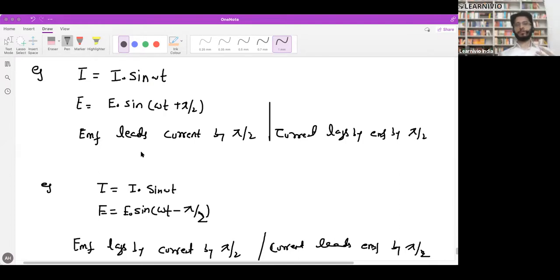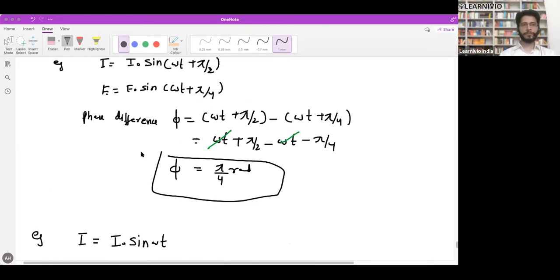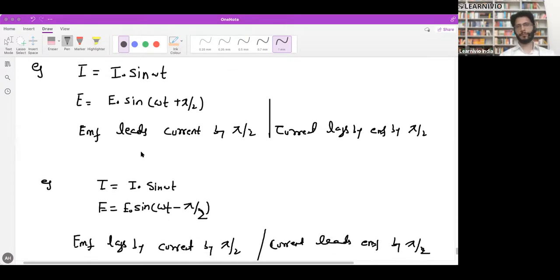So this is a very common terminology that we use in AC: lead and lag. Current leads EMF, EMF leads current. So leads and lags are in terms of phases only. Note it down. Then we'll see what is phasor diagram.